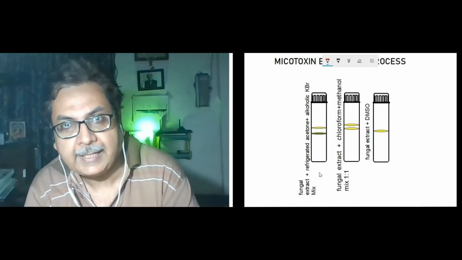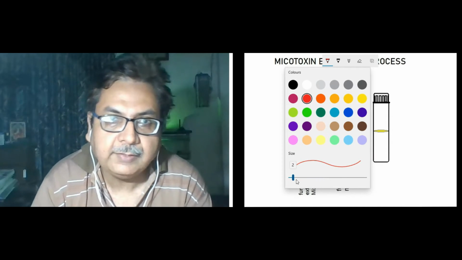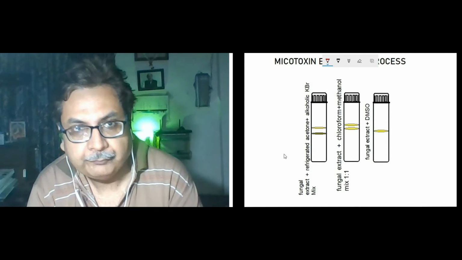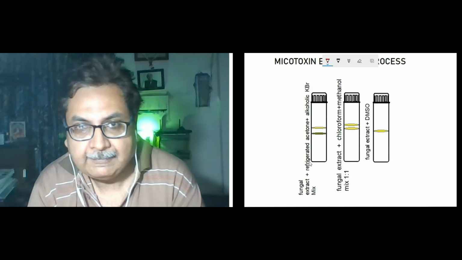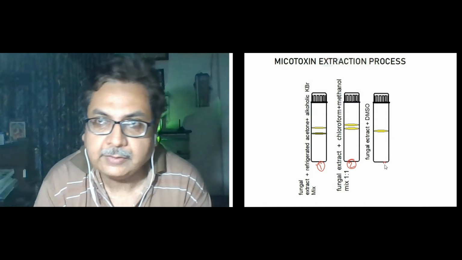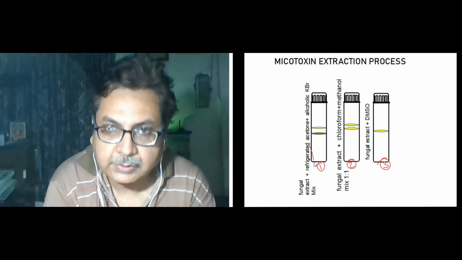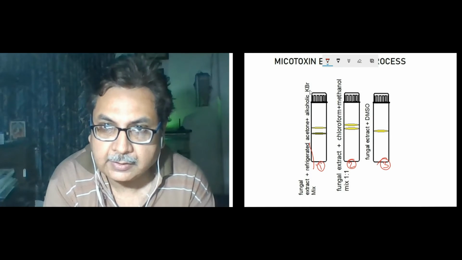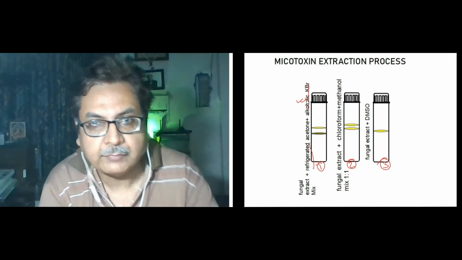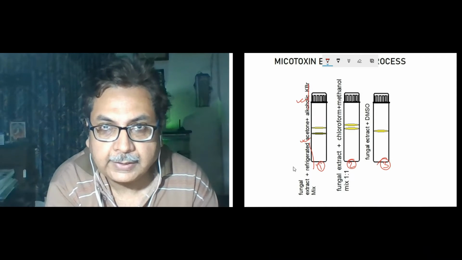So in the slide, on the right side, you can see 3 flasks. These are 3 types of methods. So first we are going to process this one, this is the second process, and this is the third process. The first process involves refrigerated acetone and alcoholic caviar.